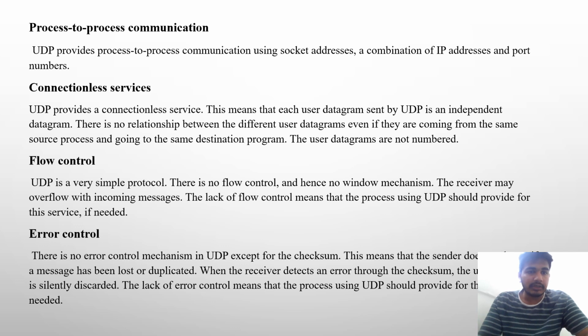And the error control. There is no error control mechanism in UDP except for the checksum. This means that the sender does not know if a message has been lost or duplicated. When the receiver detects an error through the checksum, the user datagram is silently discarded. The lack of error control means the process using UDP should provide what the client needs.